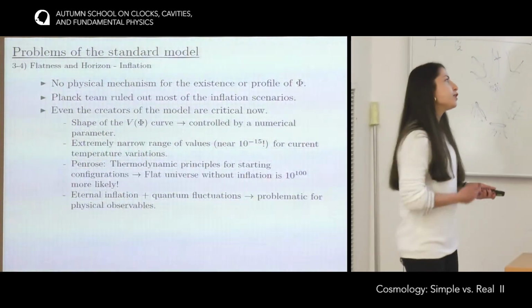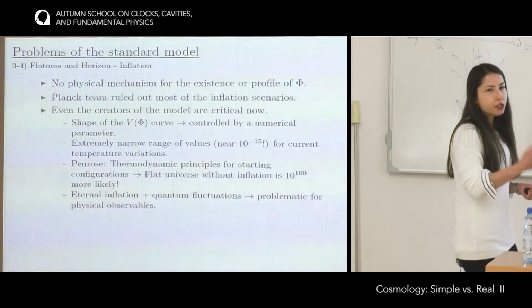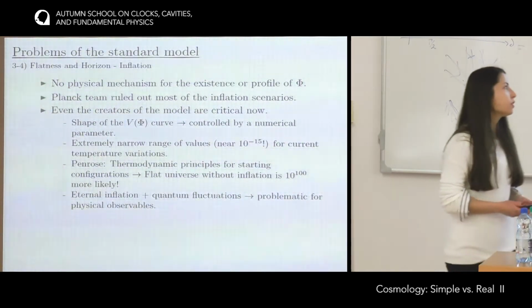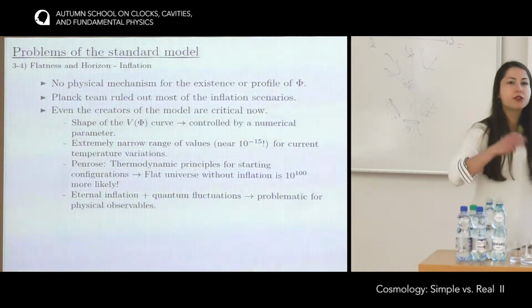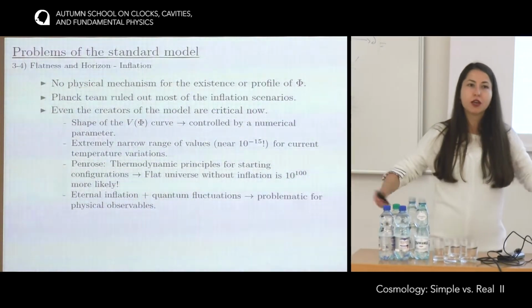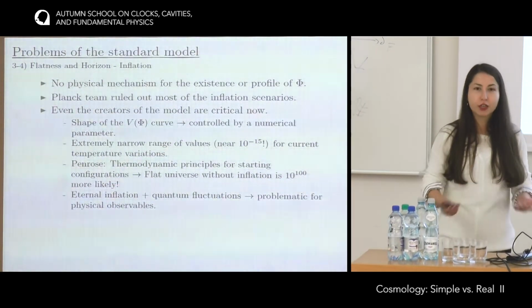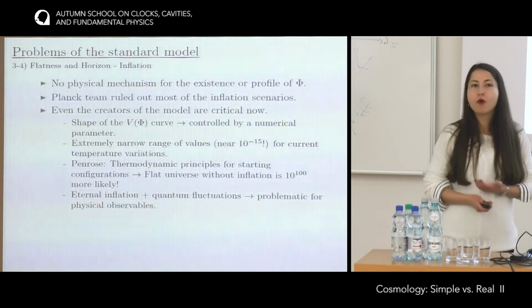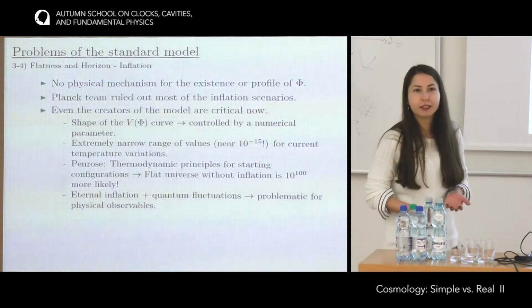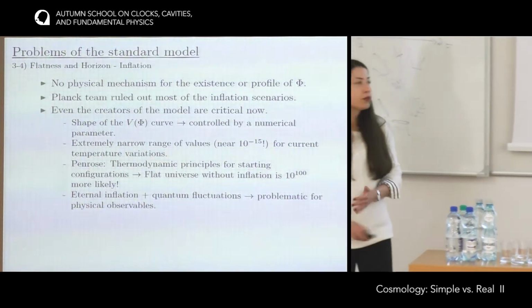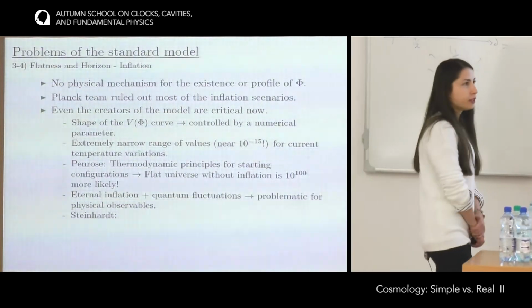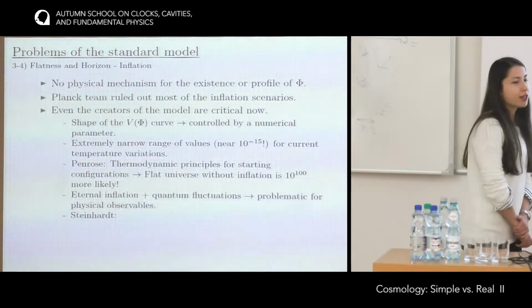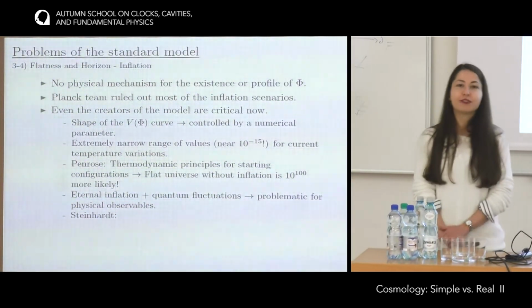So if inflation is eternal, and initially you have some quantum fluctuations, that becomes problematic for observables, right? Because imagine you have random fluctuations which evolve eternally. That means you have all the probabilities that you can have within the universe. So Steinhardt, who is one of the founders of inflation, is now writing articles against inflation.